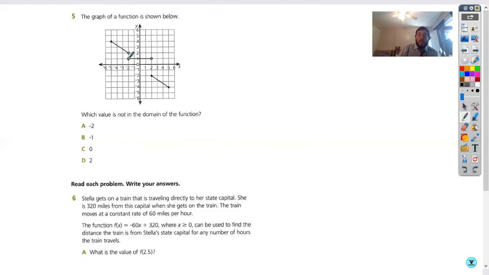No, because both of these are open circles. So there's actually a gap here where the domain is not, there's no y value for this x value. So this is not in the domain. So this is our answer here.